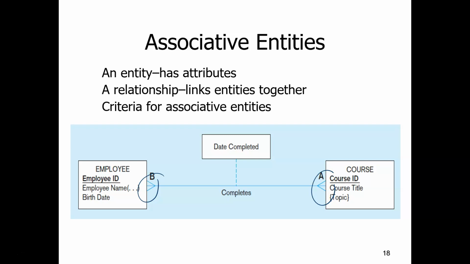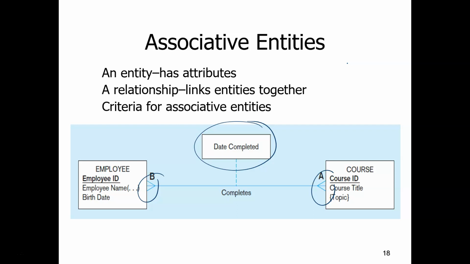The third criterion is that the associative entity preferably has a unique identifier and should also have other attributes. It cannot be an empty entity. It needs to have other attributes. The associative entity may participate in other relationships other than the entities of the associated relationships. Ternary relationships should be converted to an associative entity. So when you see a ternary relationship, usually you will create an associative entity. So those are some of the criteria for creating an associative entity.